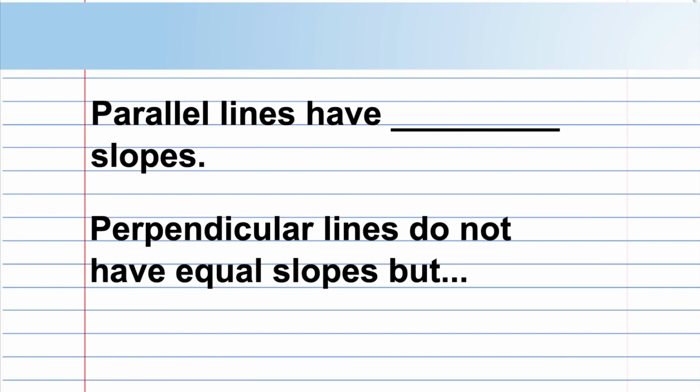Parallel lines have equal slopes, or the same slopes, and perpendicular lines do not have equal slopes, but they have negative reciprocal slopes.